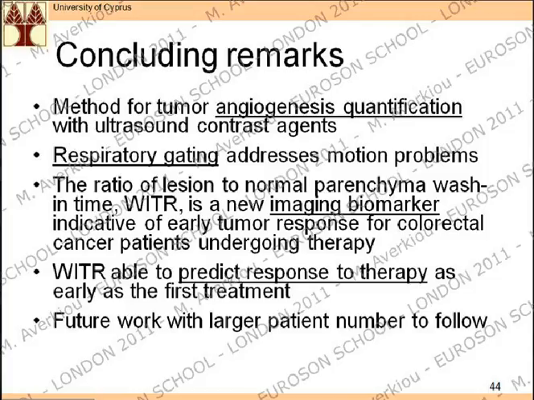So in closing, I'm proposing a method for tumor angiogenesis quantification with bolus injection of ultrasound contrast agents. Respiratory gating addresses motion problems. It's very simple to implement, and it makes life a lot easier in terms of quantification. The ratio of lesion to normal parenchyma washing time, or WITR, was found in this small number of patients to be a good imaging biomarker indicative of early tumor response. WITR is able to predict response to therapy as early as the first treatment, and definitely a lot more future work with a larger number of patients is needed and will follow, and we are currently performing it.